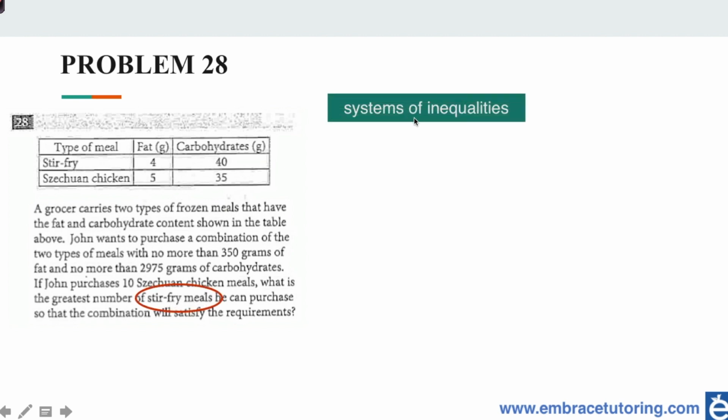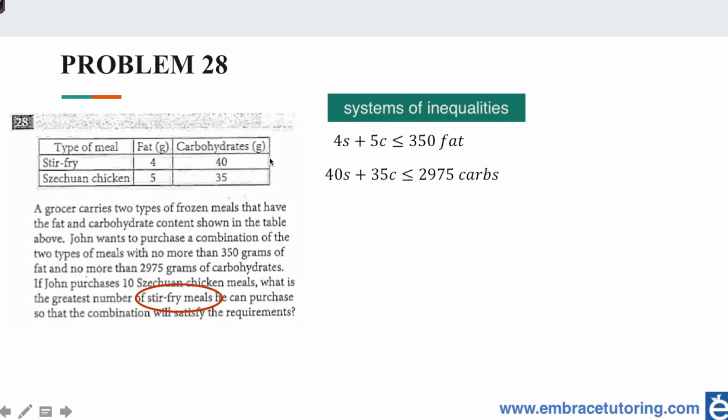So what I'm going to do when I'm creating my systems of inequalities is create 2 different types of equations. So here I have 4s plus 5c is less than or equal to 350 fat. Now the reason I'm doing this is because this is 4 grams of fat per stir-fry meal. That's what the S is representing. The C is representing a number of chicken meals, and I have 5 grams of fat per chicken meal. And this says no more than 350 grams of fat combined. So 4S plus 5C cannot exceed 350 grams of fat total.